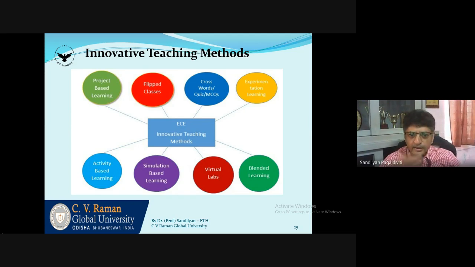You can experiment with the students, allow them to perform experiments and learn from that. It can be an activity based, or it can be a case study, simulation, role plays, virtual labs can be there, or it could be a blend of any of these 1, 2, 3, 4 as you find suitable or logical. Next one.